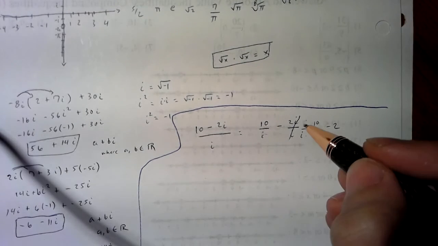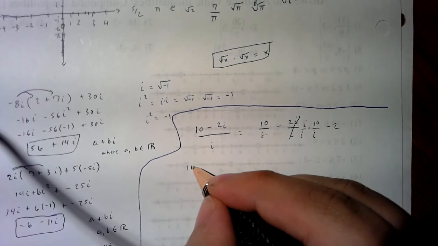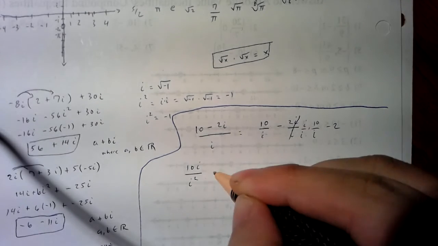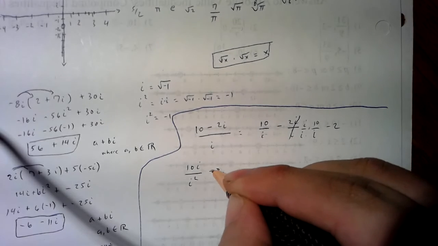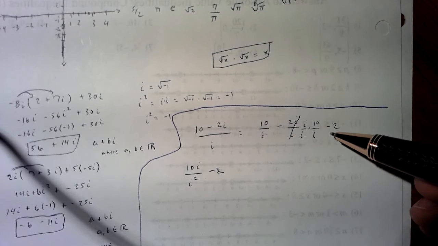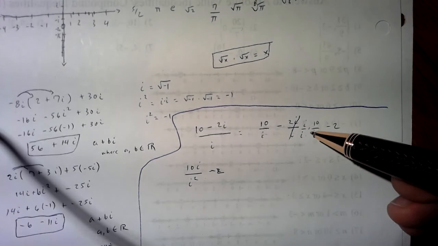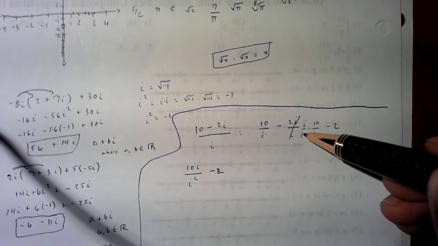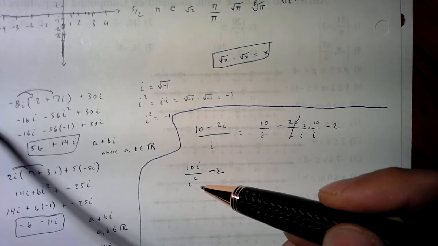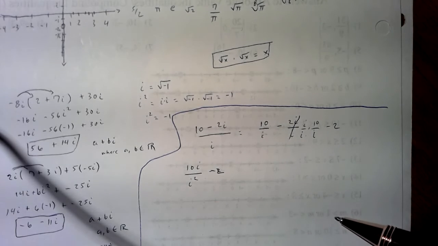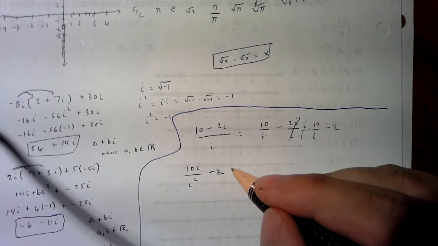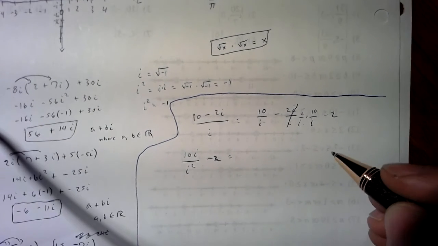So I'm going to write the resulting expression over here. Now we have 10i divided by i squared, minus 2. Again, where did this come from? We don't like having the i in the denominator, so we need to multiply by i over i so that in the denominator, i times i turns into i squared, which turns into negative 1. So effectively eliminating the i from the denominator. That's how we're going to simplify this.